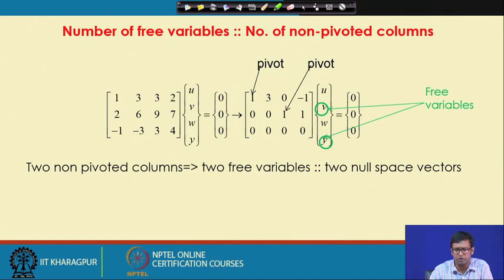The 2 non-pivoted columns imply 2 free variables and 2 null space vectors. For each free variable we can find 1 null space vector: set the free variable to 1 and the rest to 0, find 1 null space vector, and repeat.